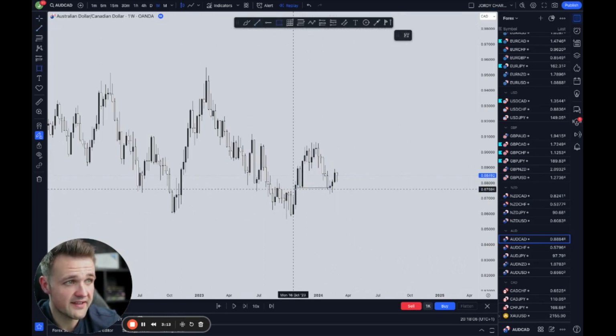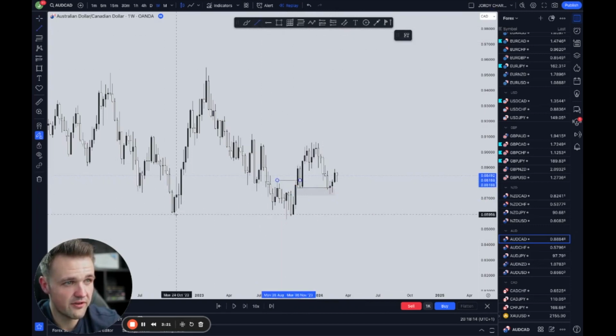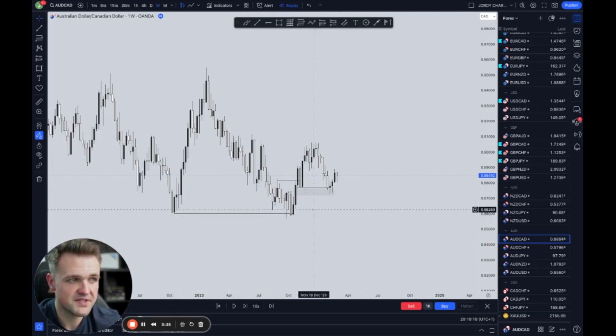We are reacting to an imbalance if you're a technical trader. So this nice imbalance over here. So there's some nice signs. We had some change of character over here. We swept this previous weekly low. So there's a lot of signs that we have some upside potential.